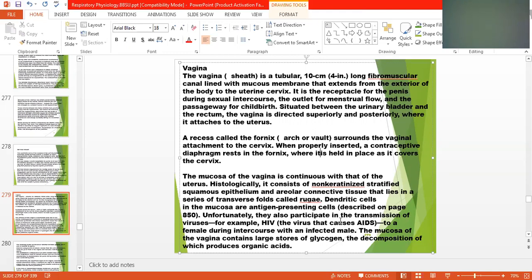Unfortunately, they also participate in the transmission of viruses, for example HIV, the virus that causes AIDS, to a female during intercourse with an infected male. The mucosa of the vagina contains large stores of glycogen, the decomposition of which produces organic acid.